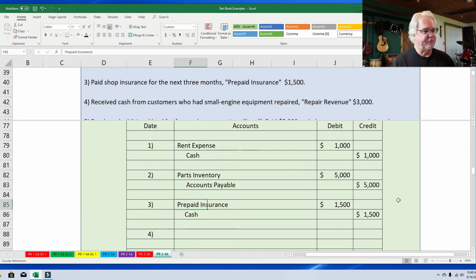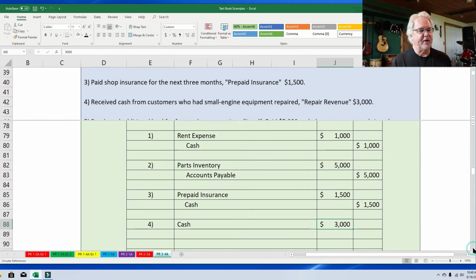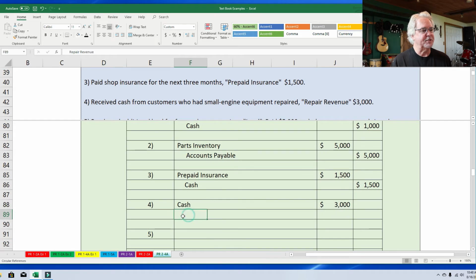Number four here, receive cash from customers who had small engine equipment repaired, repair revenue, $3,000. So Fred is receiving money. Whenever you receive money, you put cash on the left-hand side. There you go. And Fred did his job. Remember, this is so important. You can only claim revenue after doing your job. You have to do your job first, folks.